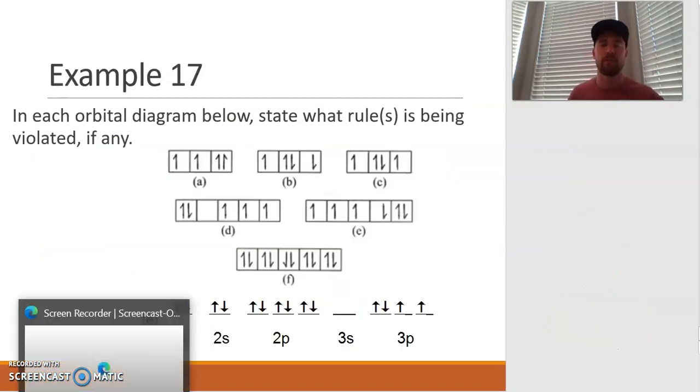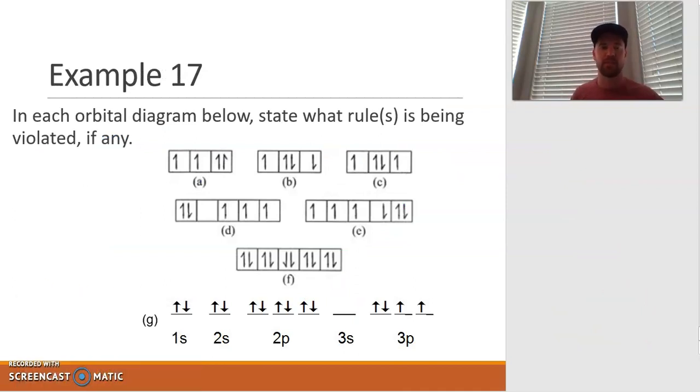So we end topic 3 by doing some practice with example 17. We want to take a look at the drawings below which represent orbital diagrams and state which rule or rules are being violated. So let's take a look at a few together. In this first one, I see that there's some doubling up and they have the same spin. That's a violation of Pauli exclusion principle. In this second one, we have singly occupied electrons. They should have the same spin according to Hund's rule.